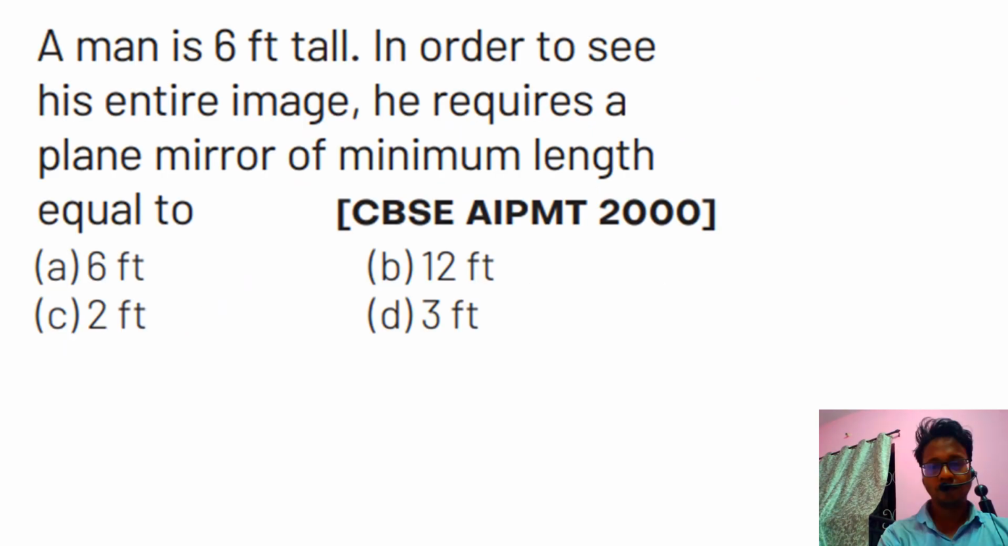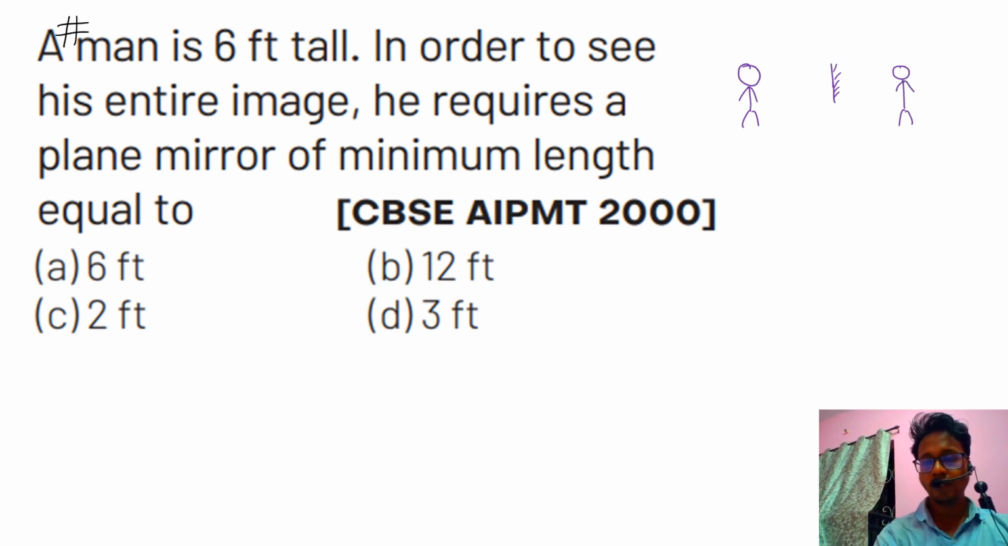Now let us do the same problem as we did before. A human was 6 feet tall, and there was a mirror. The question is, what should be the height of the mirror? So this is a 6-foot human, and this is his 6-foot image.